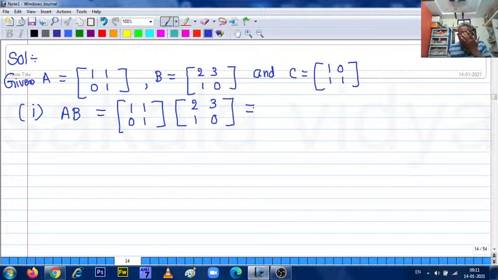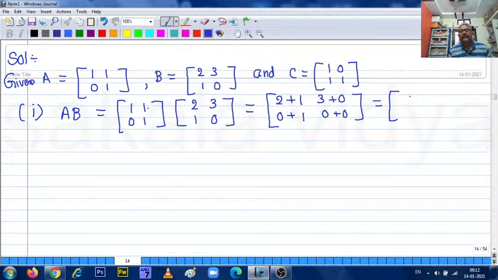So now you see: 1 into 2 is 2 plus 1 into 1 is 1, 1 into 3 is 3, 1 into 0 is 0. Now 0 into 2 is 0 plus 1 into 1 is 1, 0 into 3 is 0, 1 into 0 is 0. This equals [[3,3],[1,0]]. This is AB. Okay, second one now. Let us find BC.